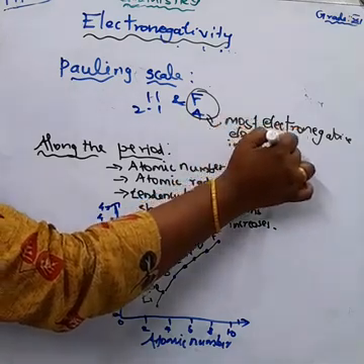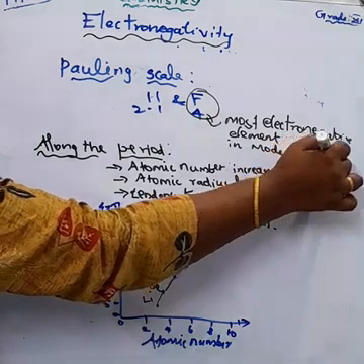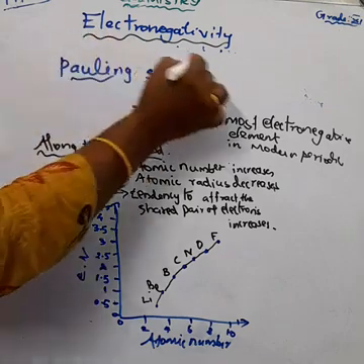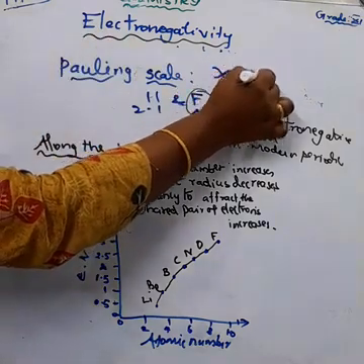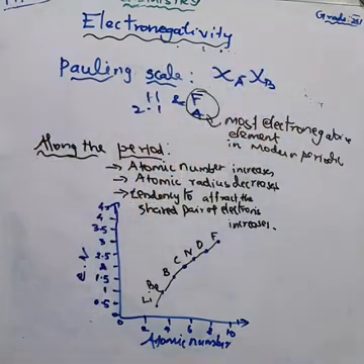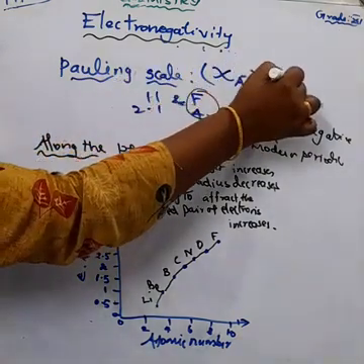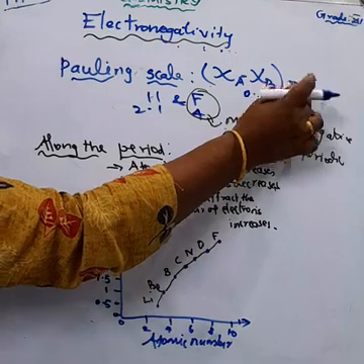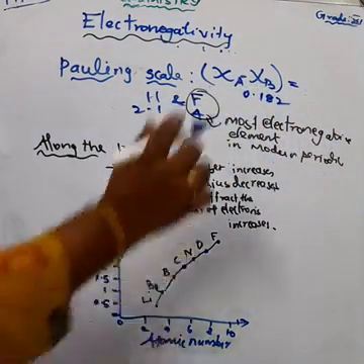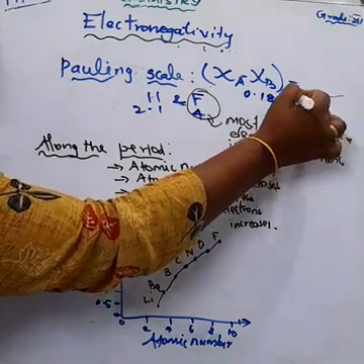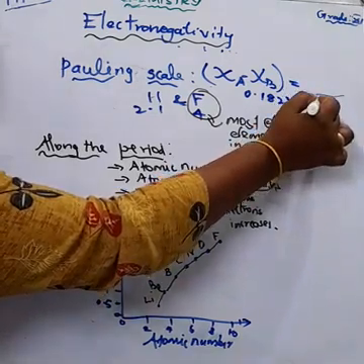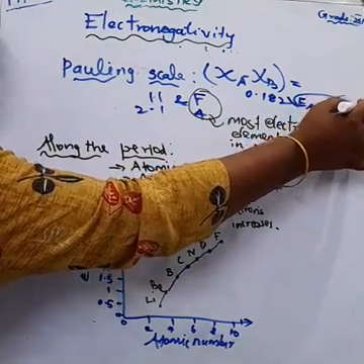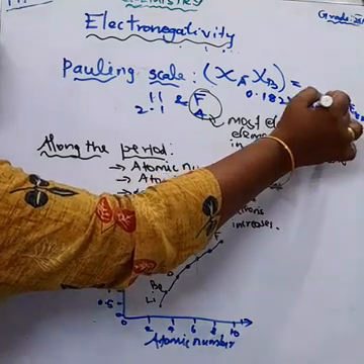Okay, so to calculate the electronegativity of other elements, given one of the formulas, chi A minus chi B, that is the difference between the electronegativities of two atoms. Chi A minus chi B is equal to 0.182 root of EAB minus EAA into EBB, half square. Okay, it means there is another square root here.